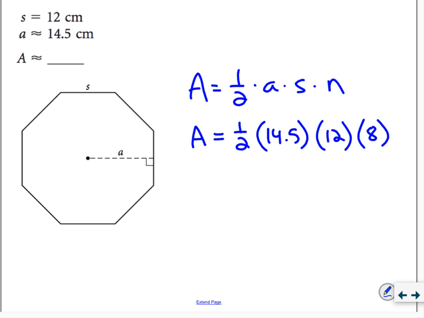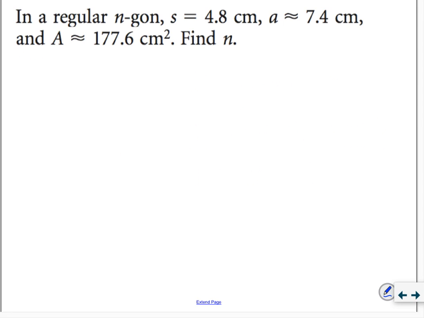An 8-sided figure. So when we multiply that out, did you get your area to be 696? And I guess because they gave us units, we'll say it's square centimeters. How'd you do on that one? Hopefully well. Let's try number 2.